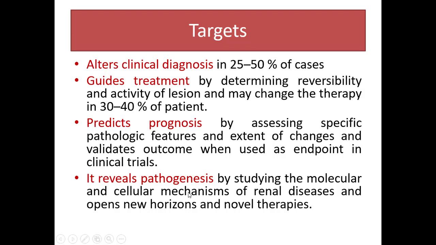Lastly, it reveals pathogenesis by studying the molecular and cellular mechanisms of renal disease, and opens new horizons and novel therapies. And this is why we study the microarchitecture of the tissue and its changes. I know that this disease is an immune complex disease when I see the immune complexes, antigens and antibodies, precipitated in the tissue, with inflammation coming after around them, and this inflammation causes damage. How could I know about that before the biopsy?